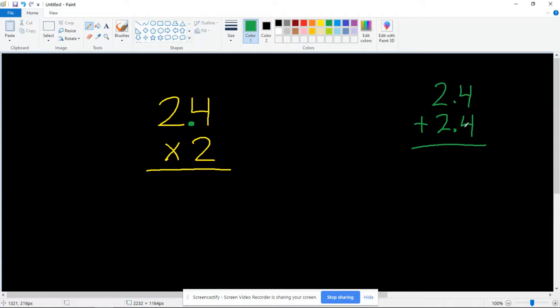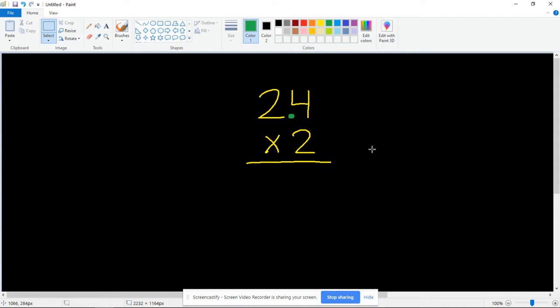That is two groups of 2.4. So let's get rid of that addition over there because that does make it a little bit simplistic. We do want to work on the multiplication part of it. And when we do this, 4 times 2, the ones column, would be 8. 2 times 2 would be 4.